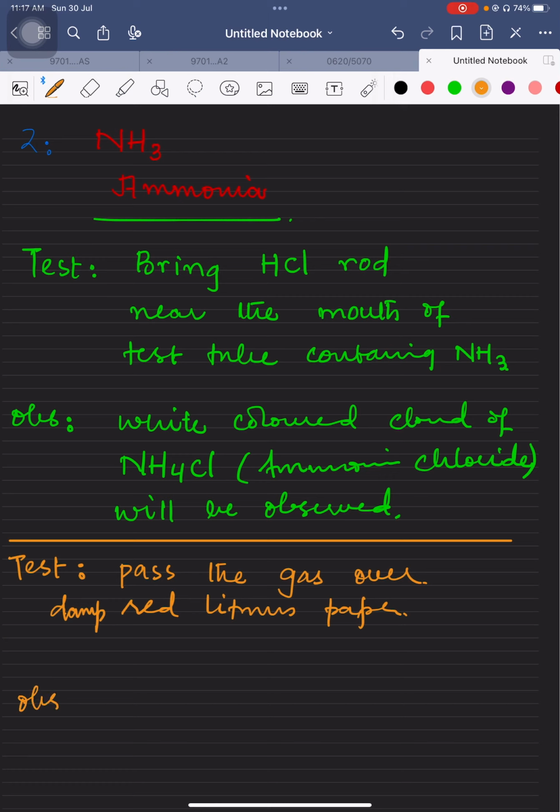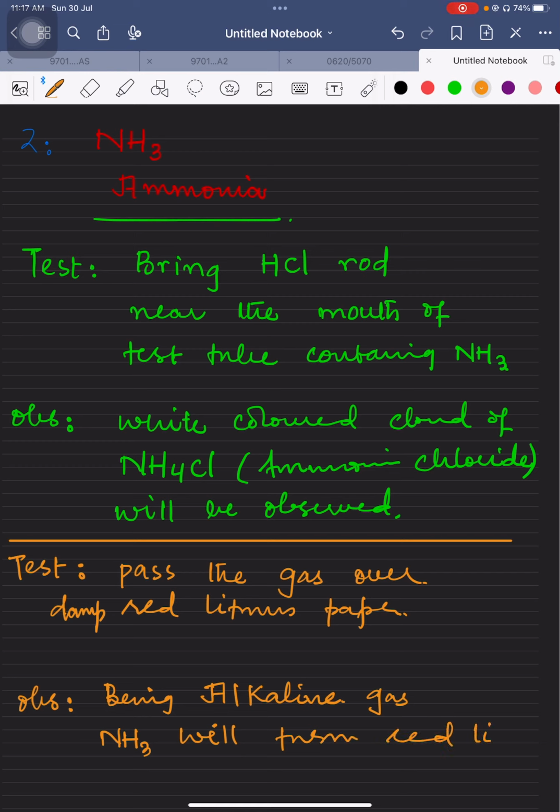And what is the observation? Being an alkaline gas, ammonia will turn red litmus paper blue. Is it important to write being alkaline? It will give a better impression of your paper. So this is the test for identification of ammonia.